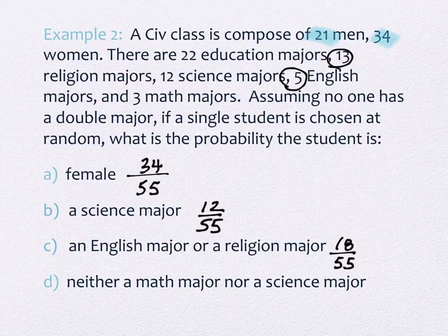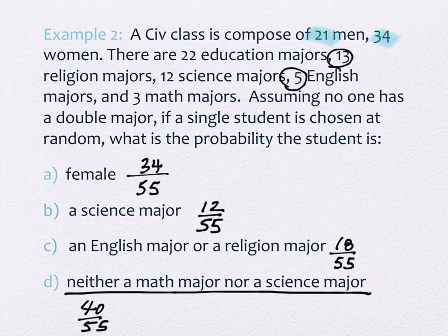How about the one that says neither a math major nor a science major? Is it 40 out of 55? Yes, it is. So how did you do that? I took the science major plus the math major and then subtracted it from 55. Oh, wonderful. Okay, so there's 55 total. And you took off the science, so minus my science folks and minus my math folks. And that is one way to do the problem.